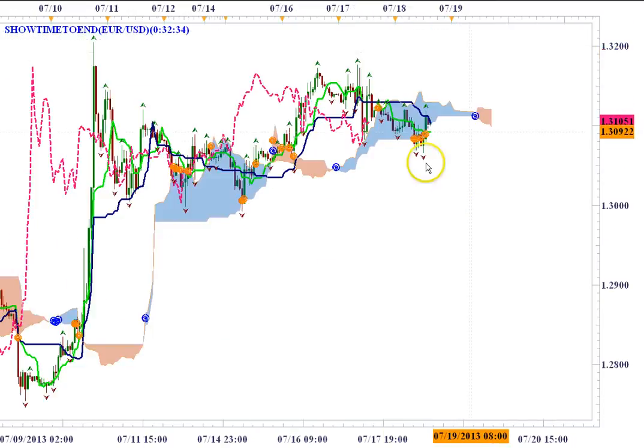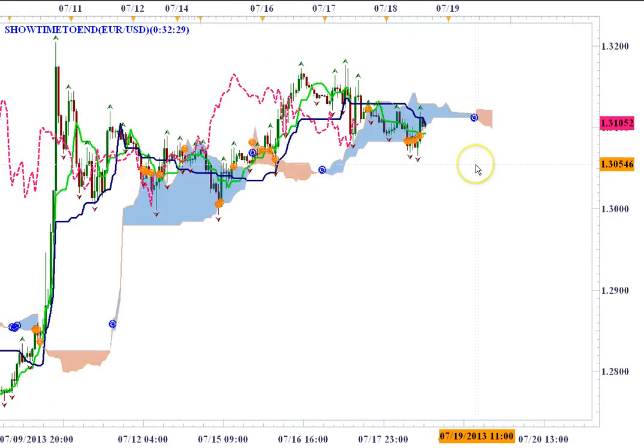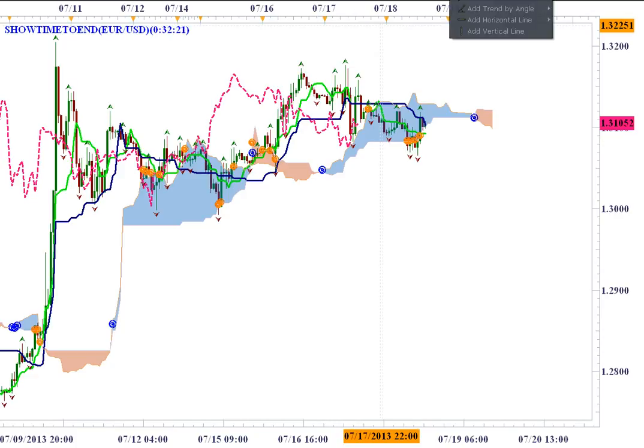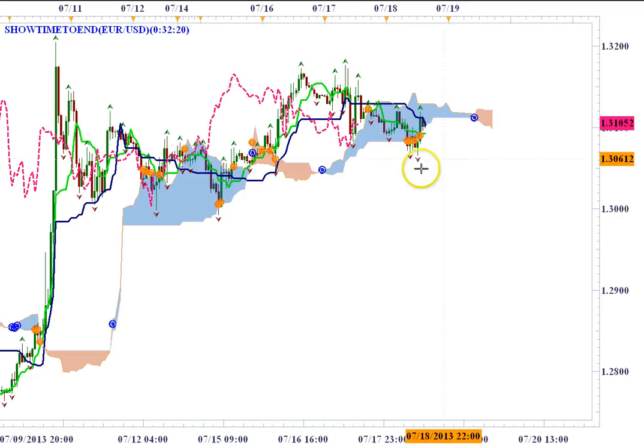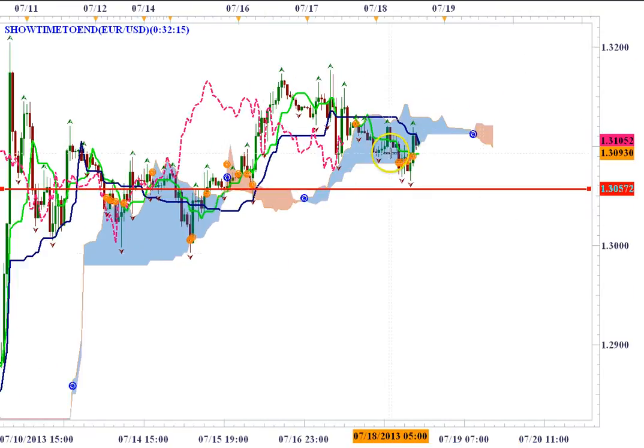Euro US dollar, everybody's favorite pair, 1 hour time frame. Okay, traders, looking at this, this is how we would trade this, and this is how we do every time. We're below the cloud, so we made a fractal level below the cloud. We want to be going short. That's where our entry order would be put in.